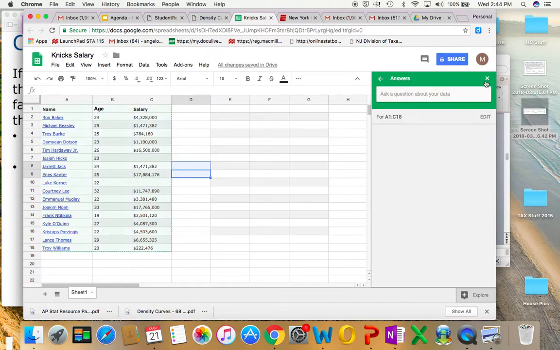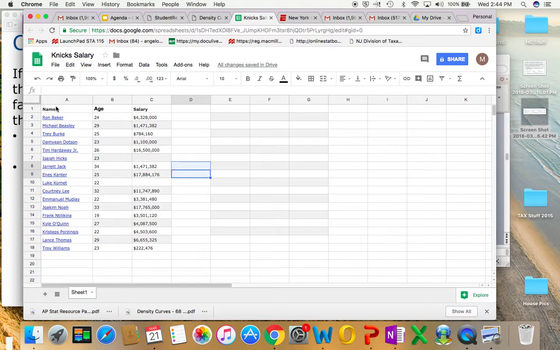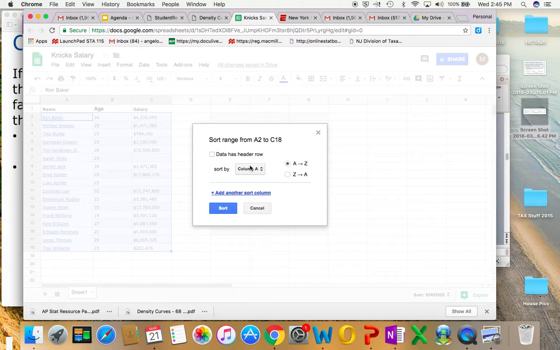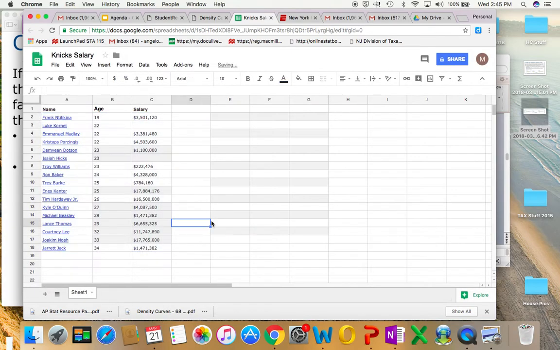And I'm going to get out of this menu right here, and I want to just sort these columns by column B to get them in order according to age. So we're going to sort the range according to column B, A to Z, and there we go. Okay, so now we have our players listed from youngest to oldest.